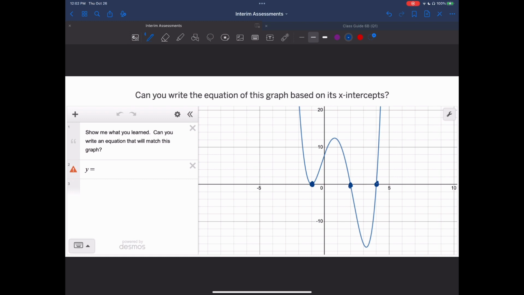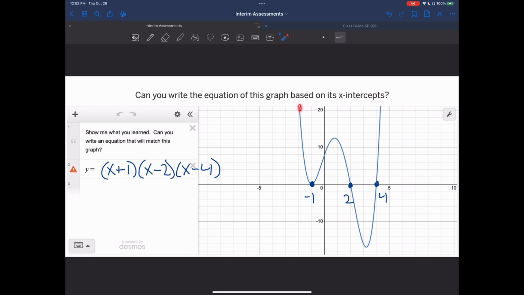All right, so let's see. That would happen at -1. This happens at 2. This happens at 4. So to start this off, we can do it like normal, where I could say x plus 1, x minus 2, and x minus 4. But if you actually go and graph that, it's not going to match up with this exactly.